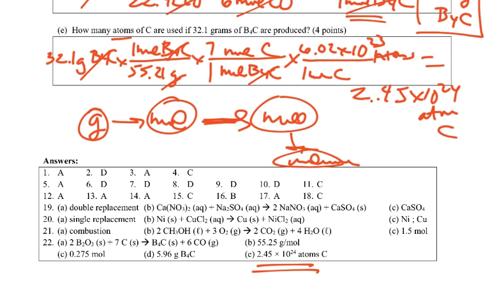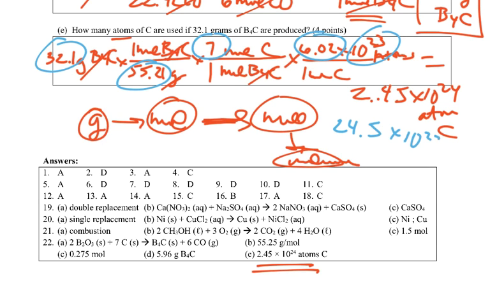Okay, I just checked that on my calculator. If I just do the numbers, the 6.02, the 7, 55.21, and that, I get 24.5 times 10 to the 23 atoms. And so if I move my decimal point over, then I make that 2.45 times 10 to the 24 atoms. So that's my answer, and that is the entire practice test.